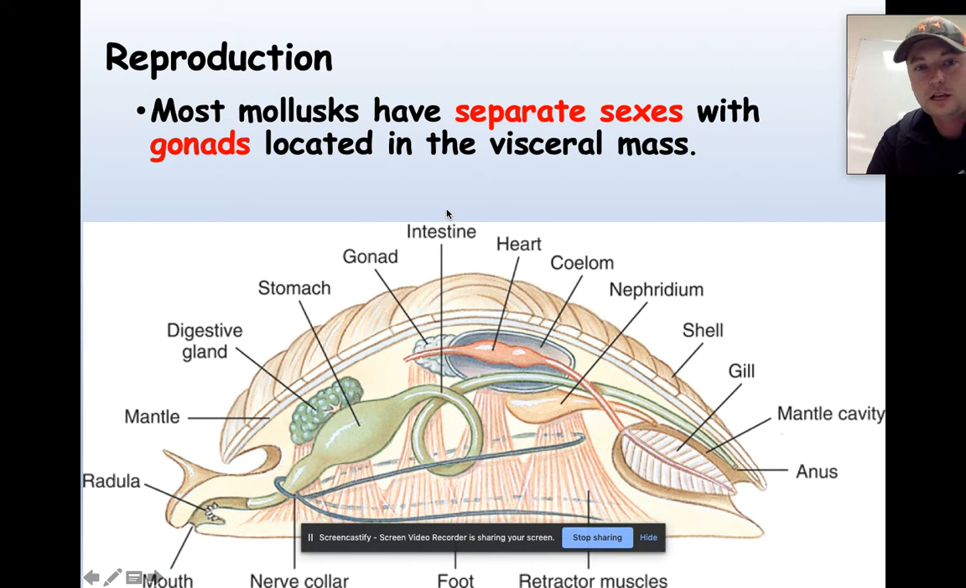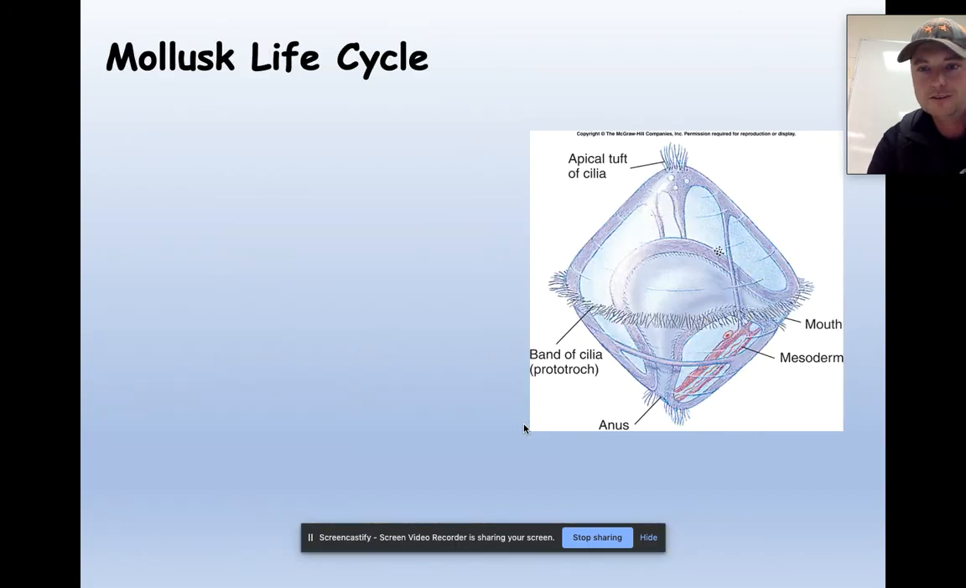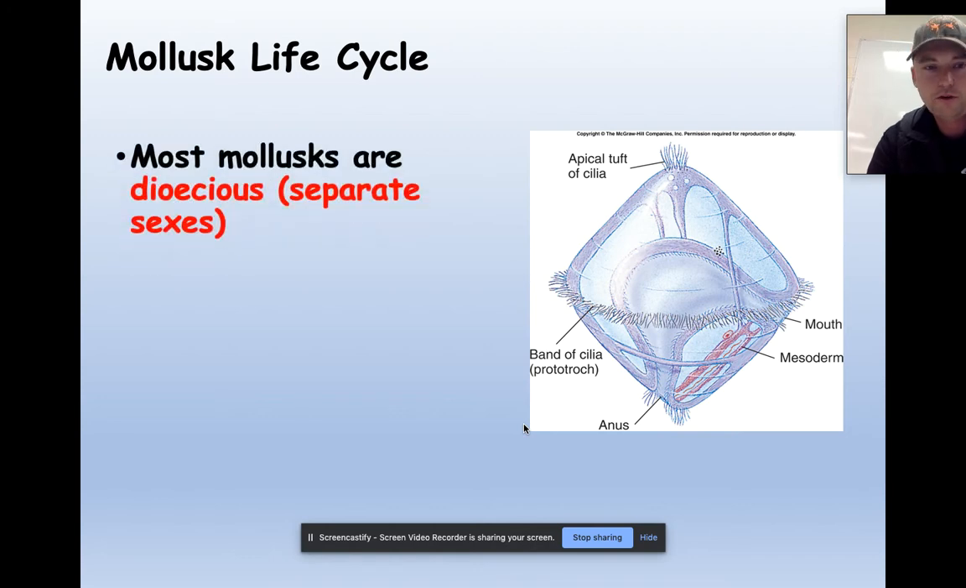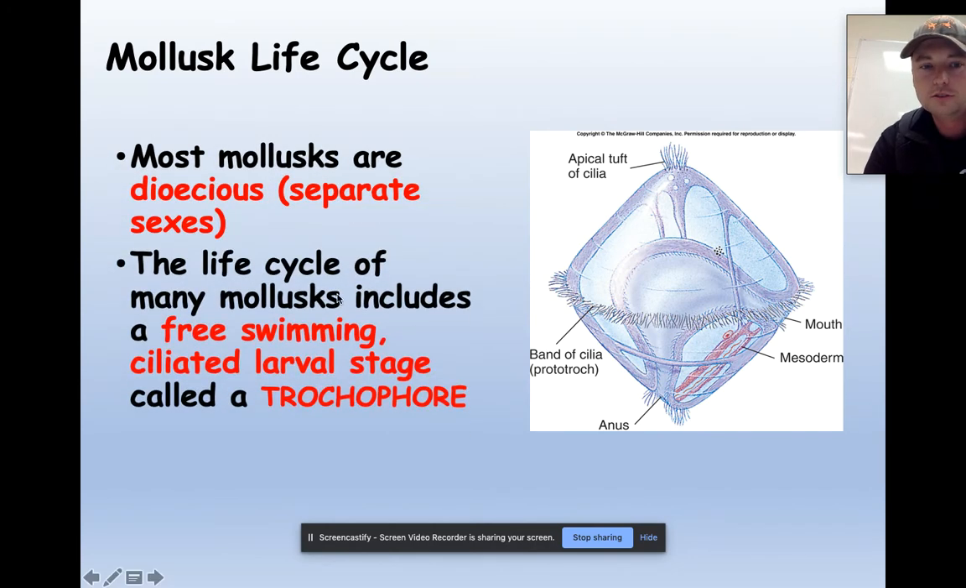So reproduction, as we'll talk a little more about in the cephalopods and mollusks: they have separate sexes, and their gonads are located in the visceral mass. Remember, visceral mass just means the bag of structures that house the internal organs. Essentially, all of this here is the visceral mass. They have separate sexes, which means they are dioecious. That's just a vocab word there, and their larval stage is free swimming.